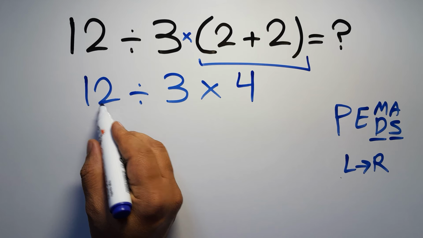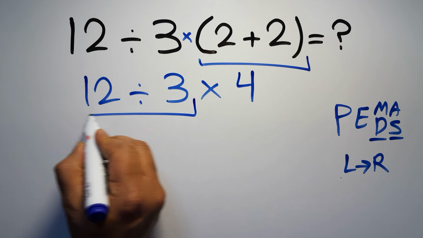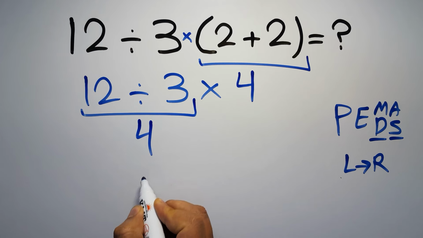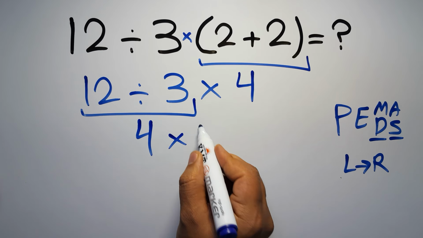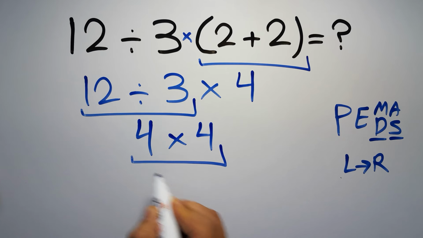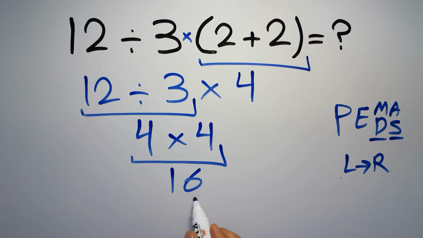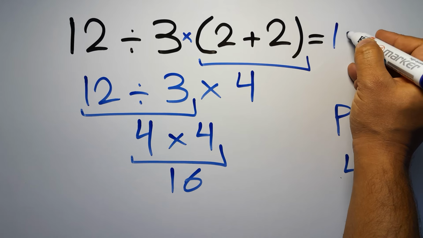Okay, so first 12 divided by 3, which equals 4. So 4 times 4 equals 16. And this is our final answer to this problem. The correct answer is 16.